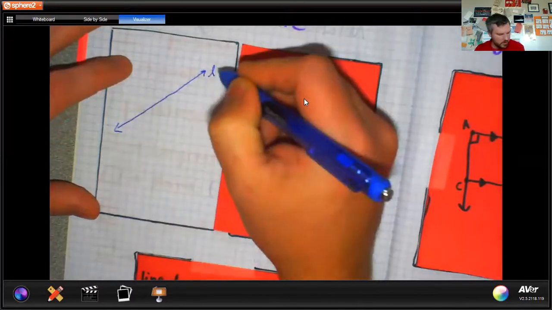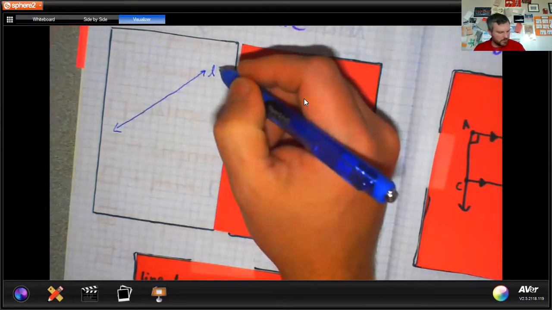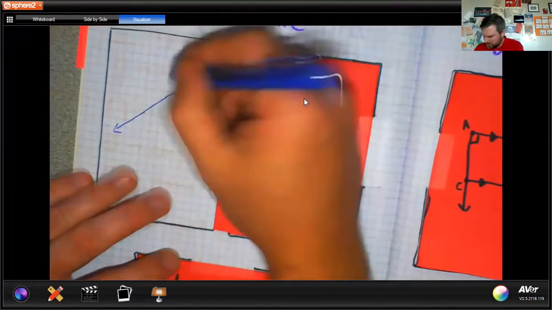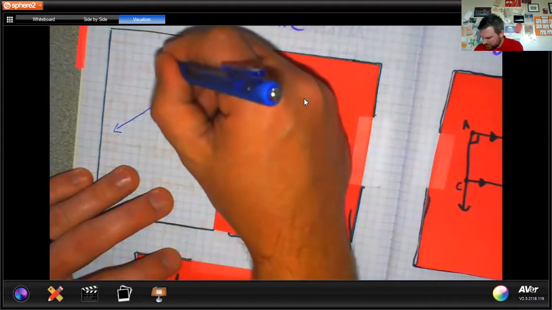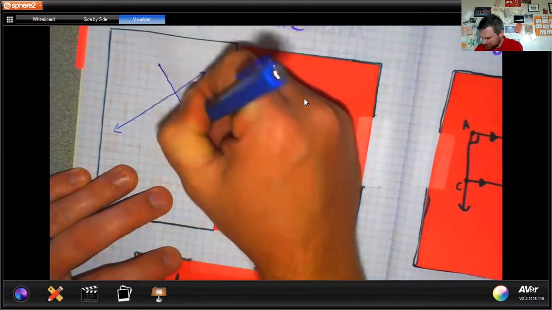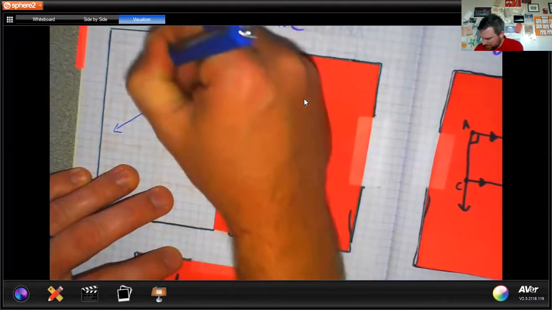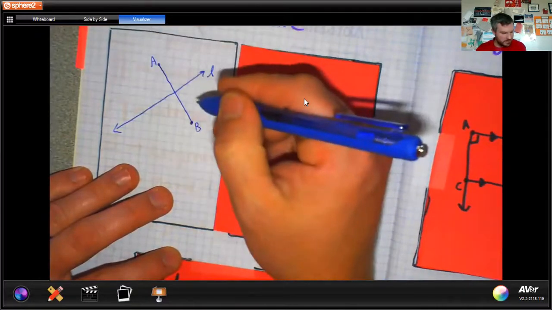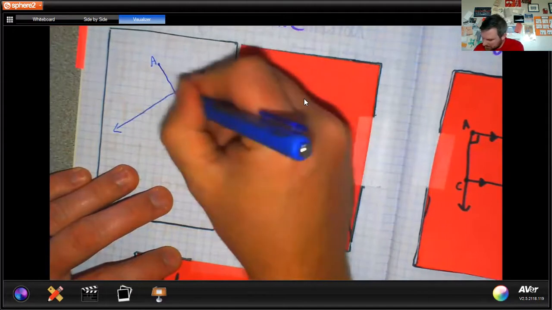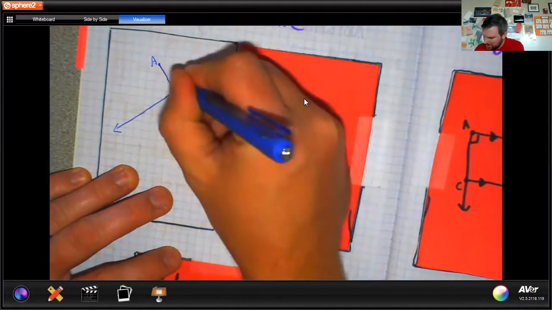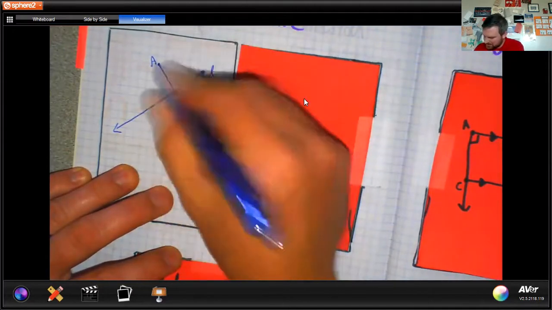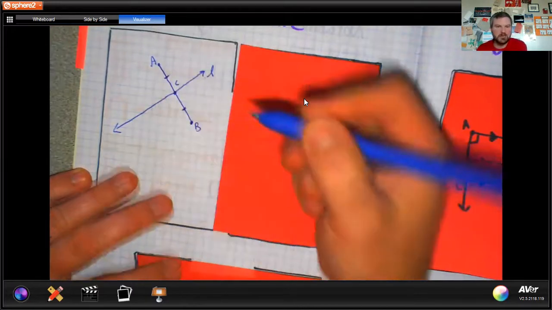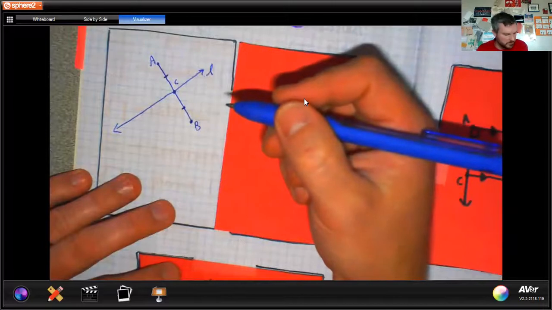And line L bisects segment AB, which means it crosses at the midpoint. So if I have segment AB here, and they have to cross, A, B, okay, and it says it bisects at point C, so this right here is point C. Because line L bisects this, that means that this is the same as this. So we have to have those tick marks on there showing the bisection.